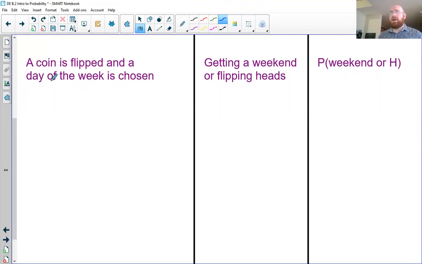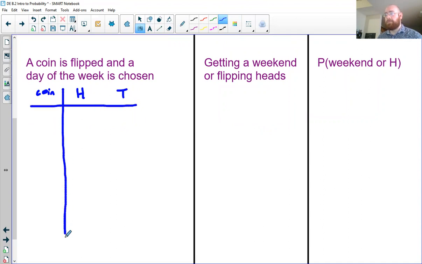Now, this is something we would call a compound event because 2 different things are happening. A coin is flipped and a day of the week is chosen. So we have our coin options, which could be heads or tails. And then we have our day option. So it could be Sunday, Monday, Tuesday, Wednesday, Thursday, Friday, and Saturday. Sometimes we do Tuesday as TU and Thursday as TH. Other times you just put H for Thursday.